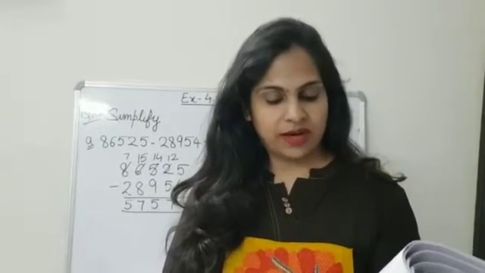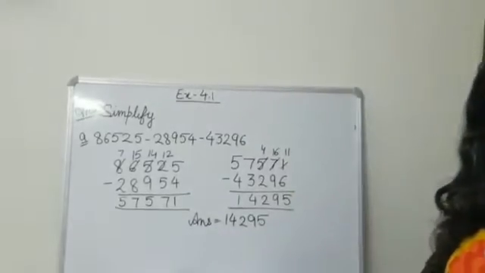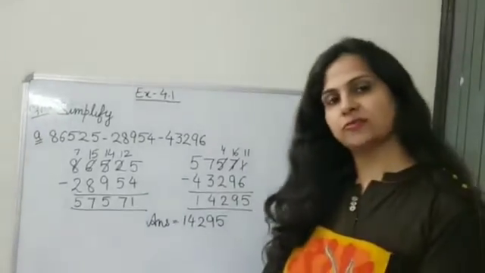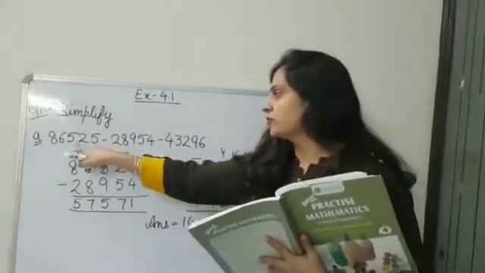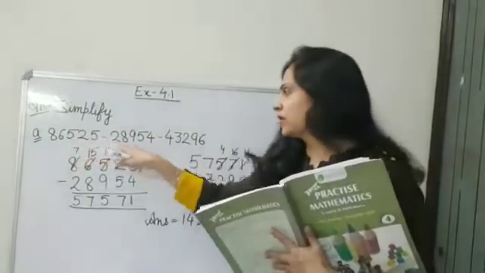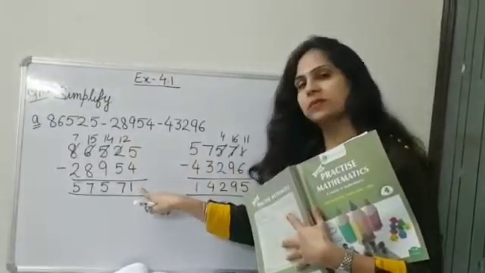Question number 10 is simplify. A part is 86,525 minus 28,954 minus 43,296. Now we have to simplify it. Simplify means whatever the sign is there, we have to do the sum according to it. Now here we have to subtract this number and this number. We have subtracted and we have got the answer.